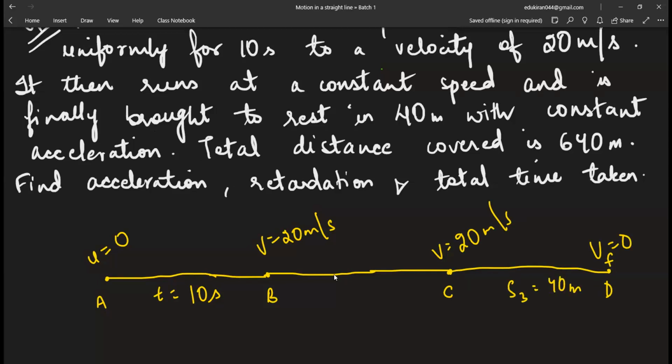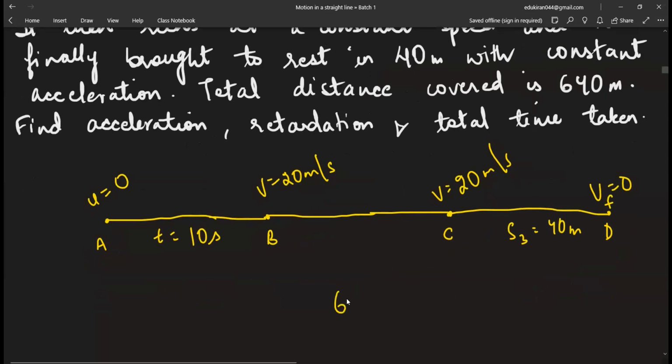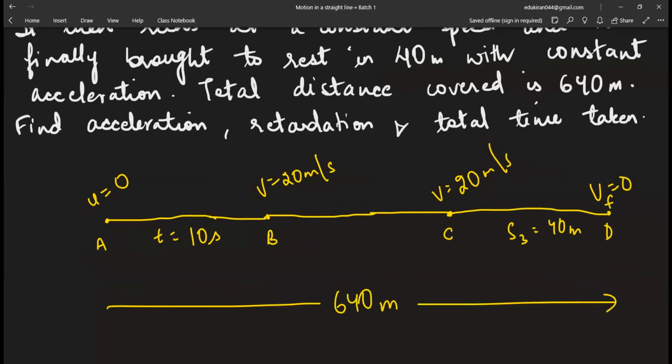We have no information about this, with a constant acceleration. Again, we do not know what the acceleration is. We just know one thing, that the total distance covered is 640. Means this is 640 meters. This is the total.